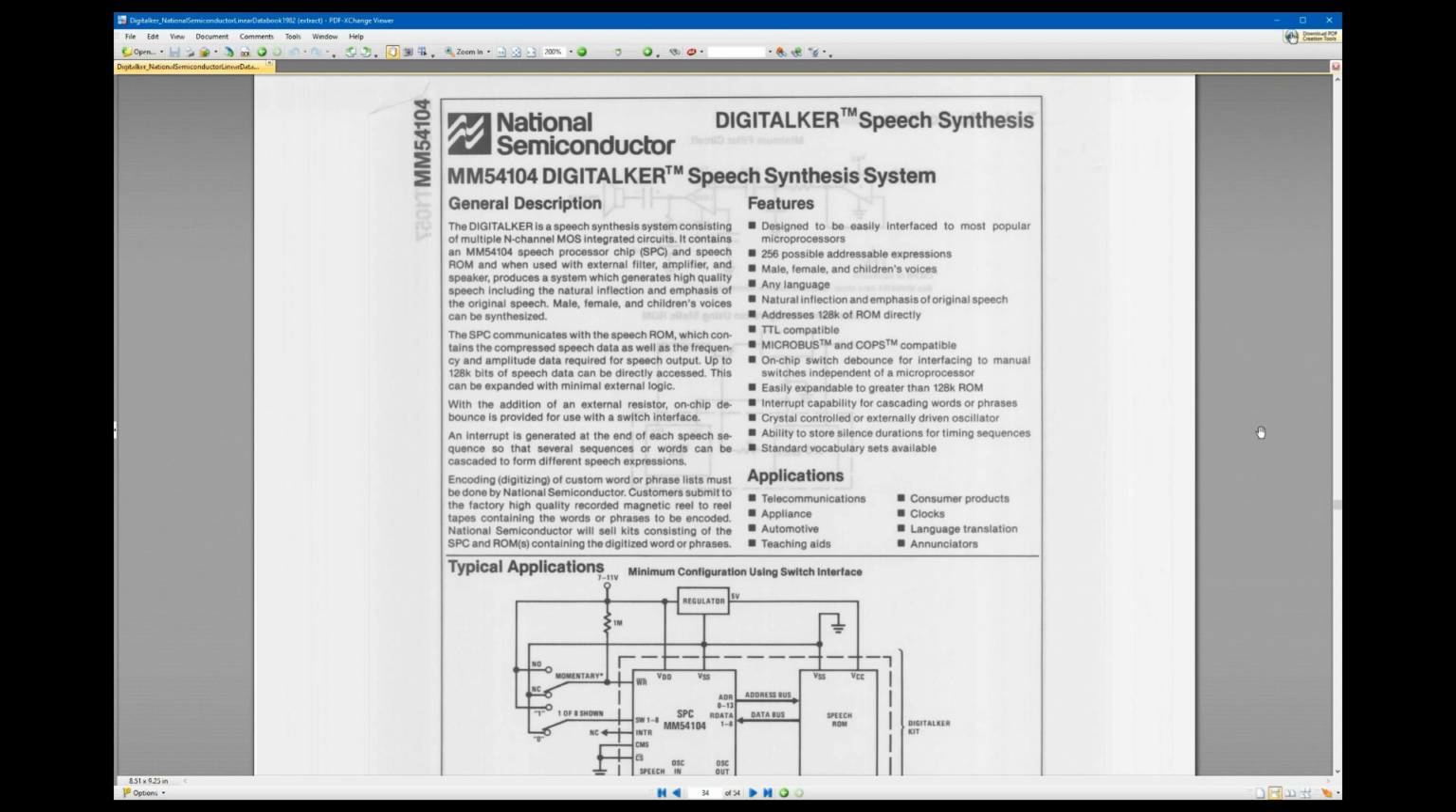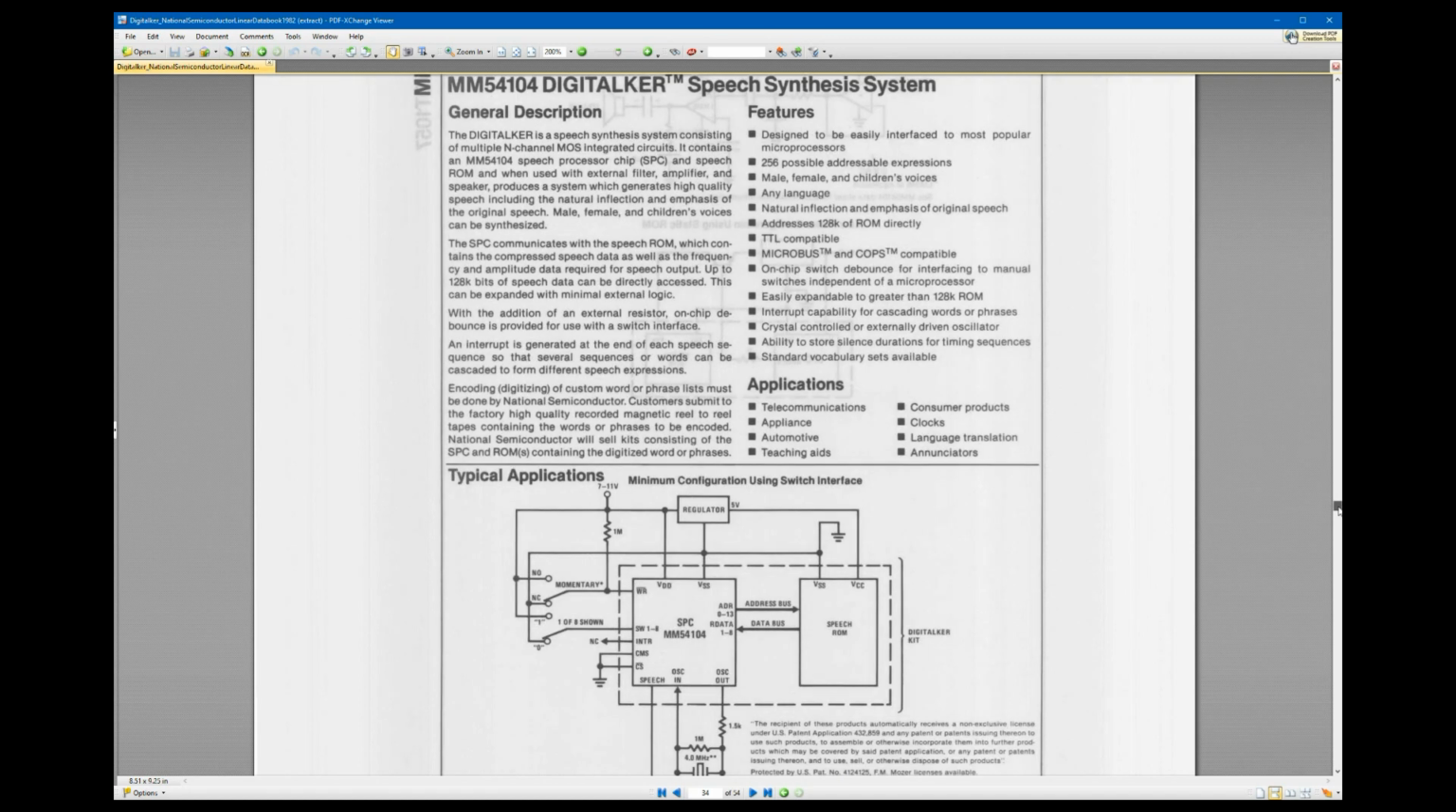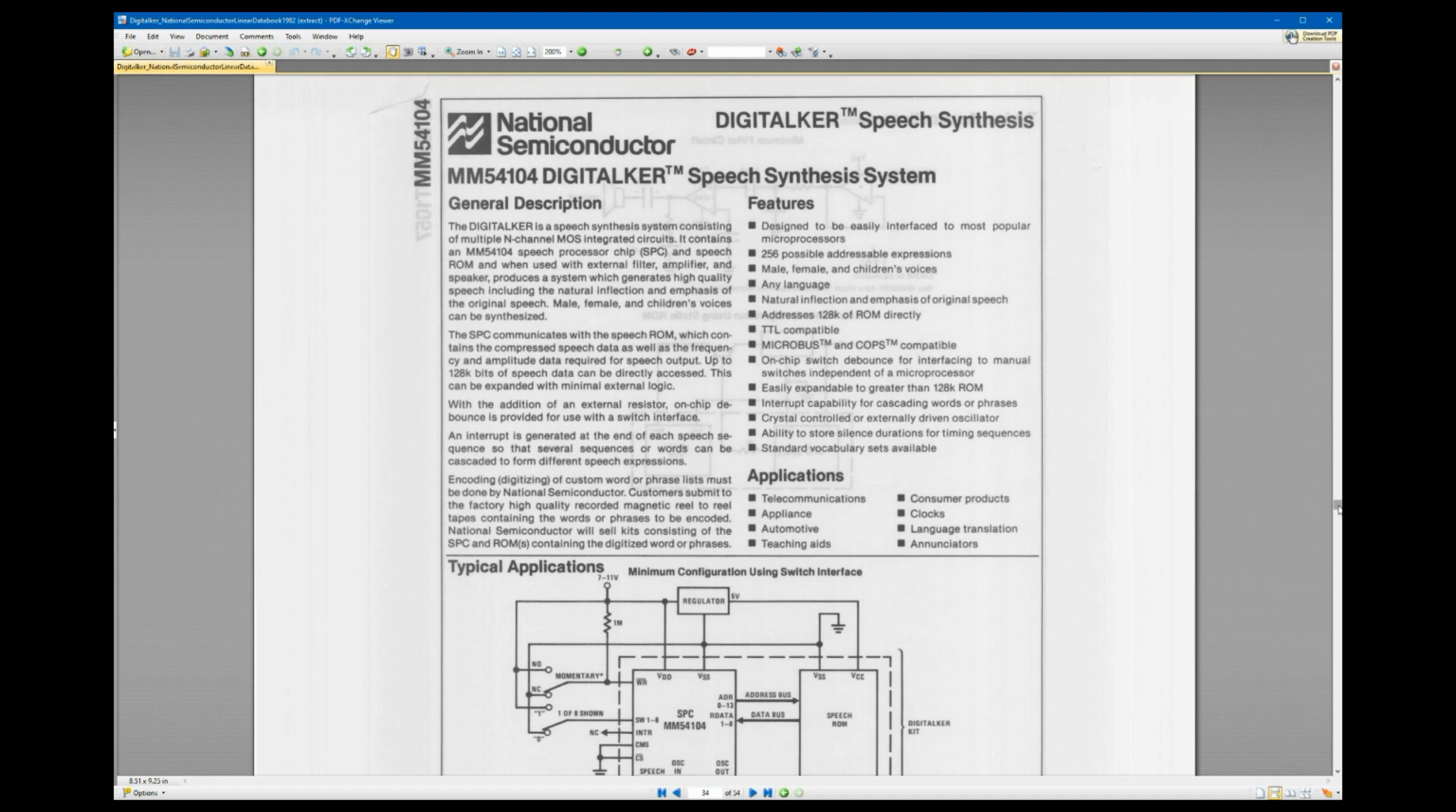So the Digitalker is a speech synthesis system. It's actually multiple chips. You need both the Digitalker IC itself as well as the speech ROMs to go with it. And it is based on digitized speech. So the Digitalker differs from speech synthesizers like the SP0256 or the Votrax SC01. Those ones you build words by stringing together basic building blocks of speech called phonemes.